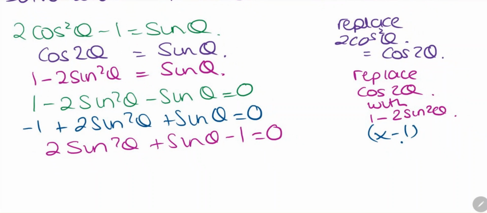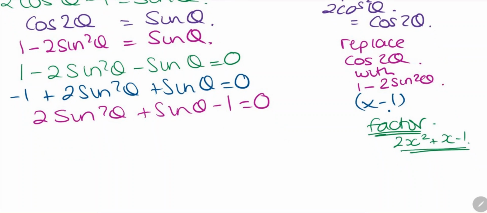So I'm going to factor, and if I look at this in the form of 2x squared plus x minus 1, I can factor, and I'm looking for factors. 2 times minus 1 is minus 2. Factors are minus 2 with a difference of positive 1. So it's going to be a minus 1 and a plus 2.